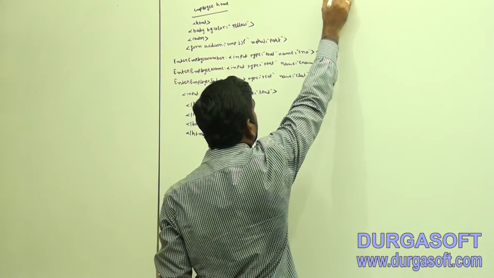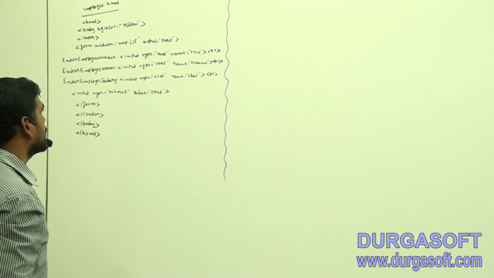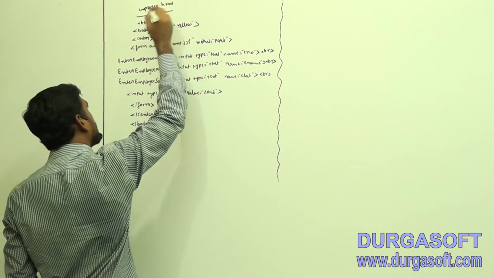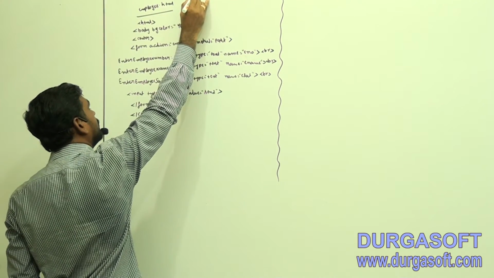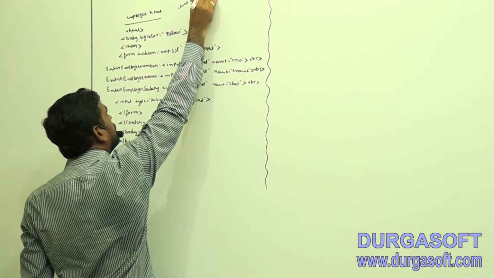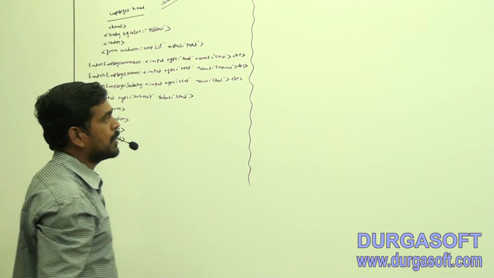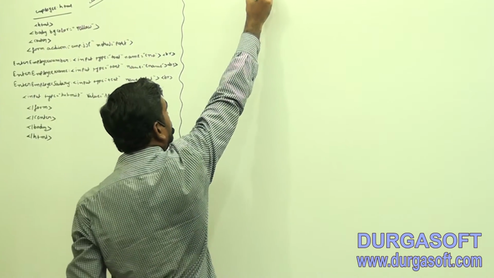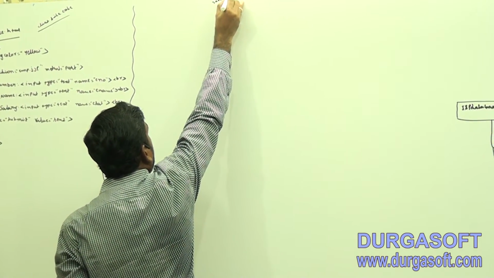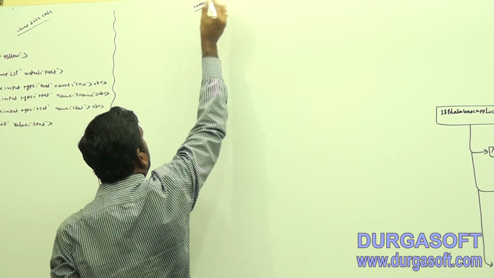Employee.html. Now we can develop the server side code. This is what? Client side code. Now we can develop the server side code. So how to develop the server side code? Server side developer is responsible for developing the server side code.